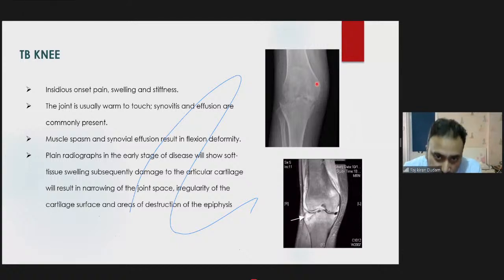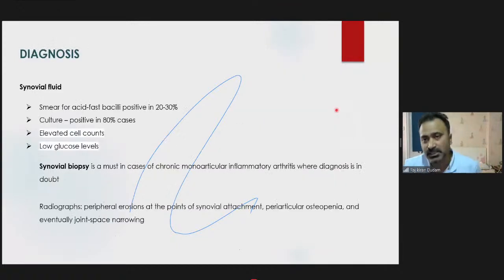So we need to protect the joint by giving proper therapies and proper splints so that the joint doesn't get damaged further. And we have other things like the classical teaching of Phemister's triad, where you have osteopenia, periarticular and peripheral erosions, and joint space reduction, all those things. But now with modern investigations, looking at clinical features, x-ray, MRI, synovial fluid, and biopsy, we can conclude the diagnosis. And coming to the last part of my talk, that is synovial fluid.